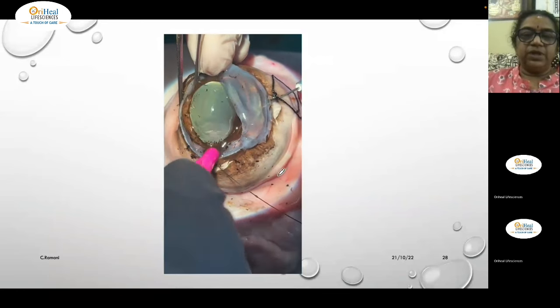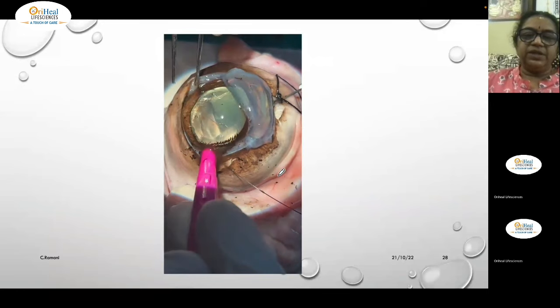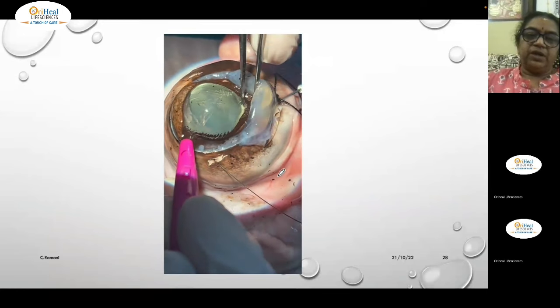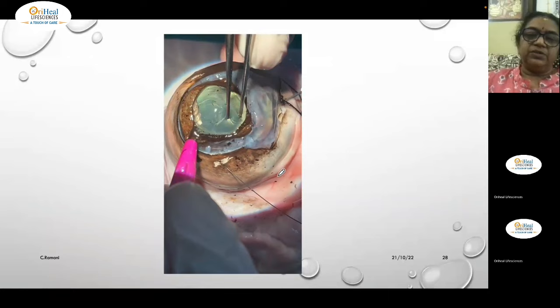So the canine lens is a very voluminous lens. When compared to the human lens, it is almost double the size, and that is why you require more time to remove the canine lens when you do a phaco surgery.